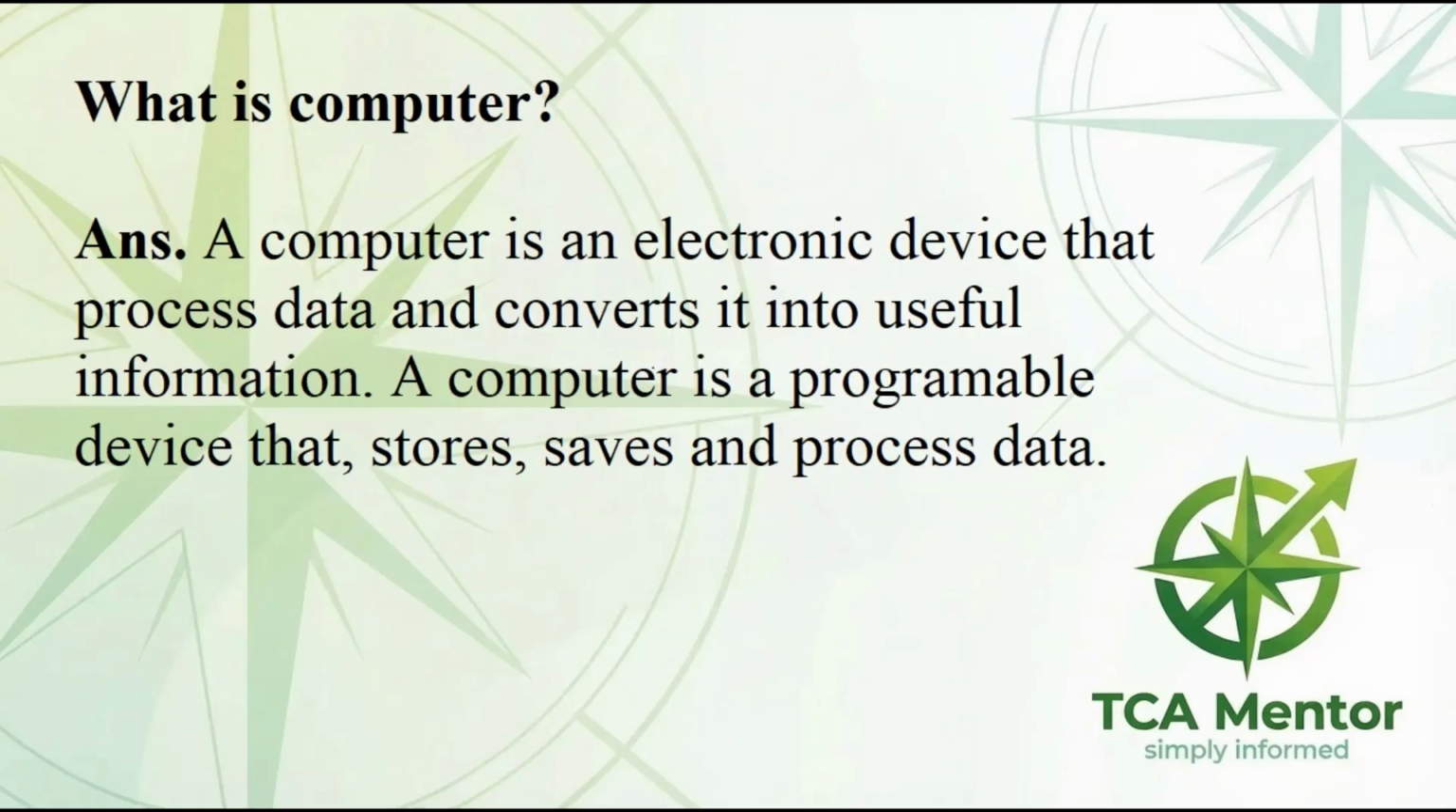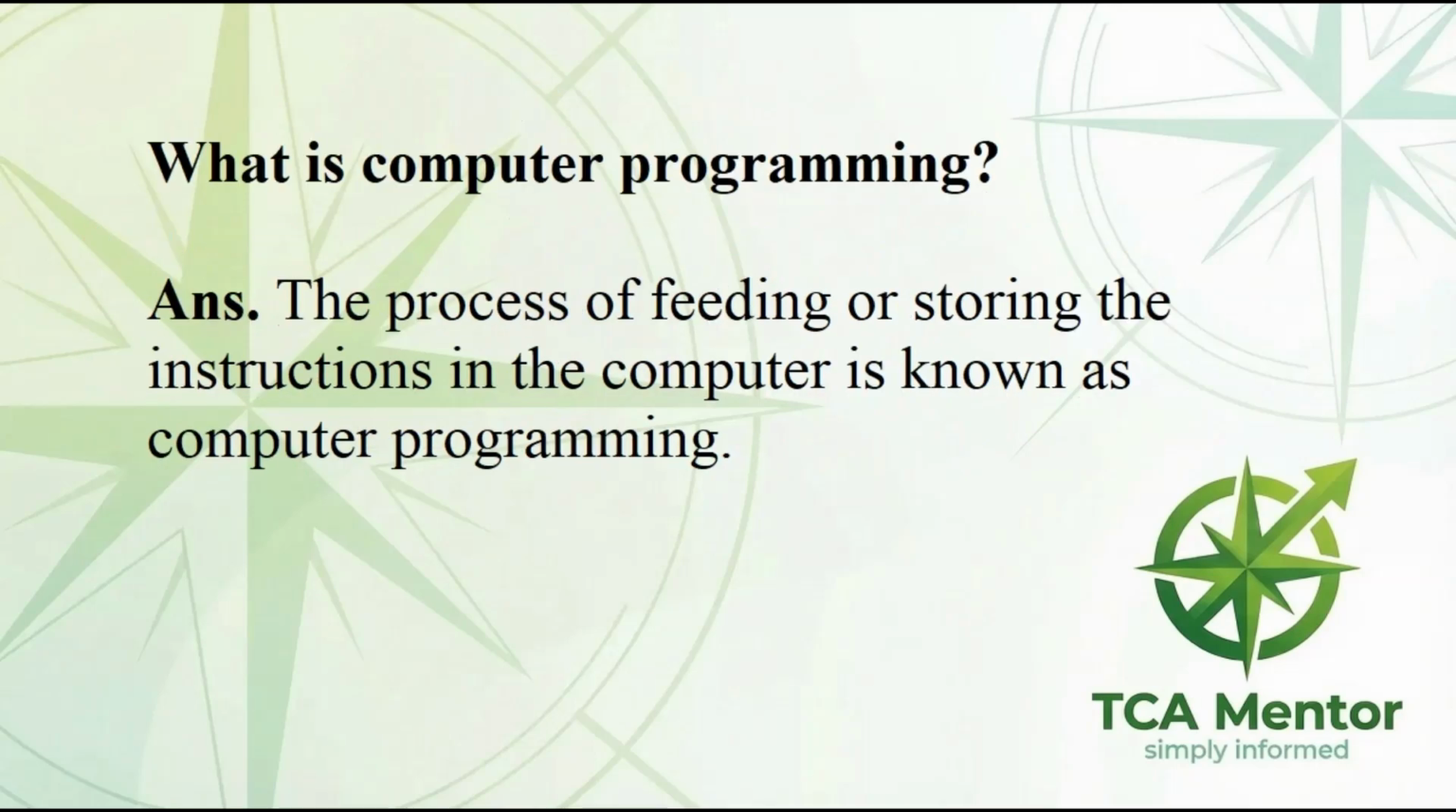What is a computer? ANS. A computer is an electronic device that processes data and converts it into useful information. A computer is a programmable device that stores, saves, and processes data. What is computer programming? ANS. The process of feeding or storing the instructions in a computer is known as computer programming.